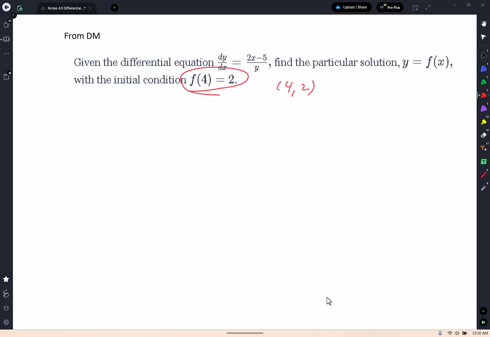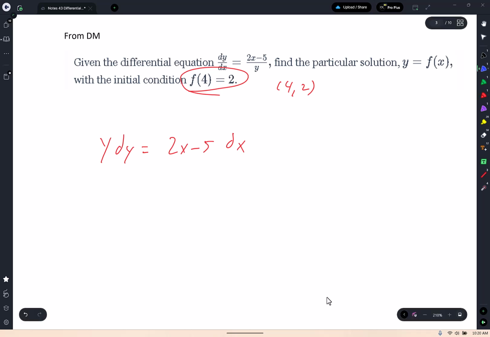Multiply by y, multiply by dx. So here's what you're going to have. y dy equals (2x minus 5) dx. You don't have to put the parentheses, but if you're one of those who feels you need to have it, that's fine. Put the parentheses. The dx just indicates that's the end, right? When you're going to do the antiderivative. All right, here we go.